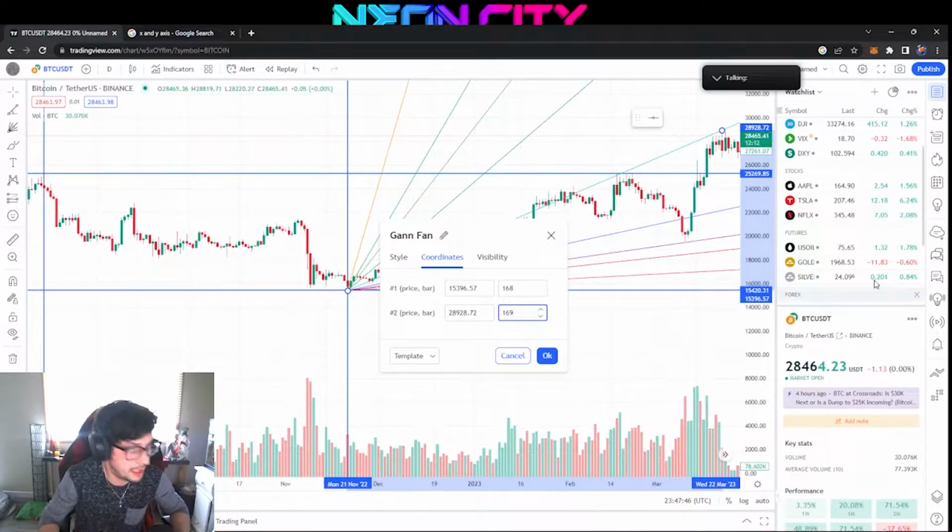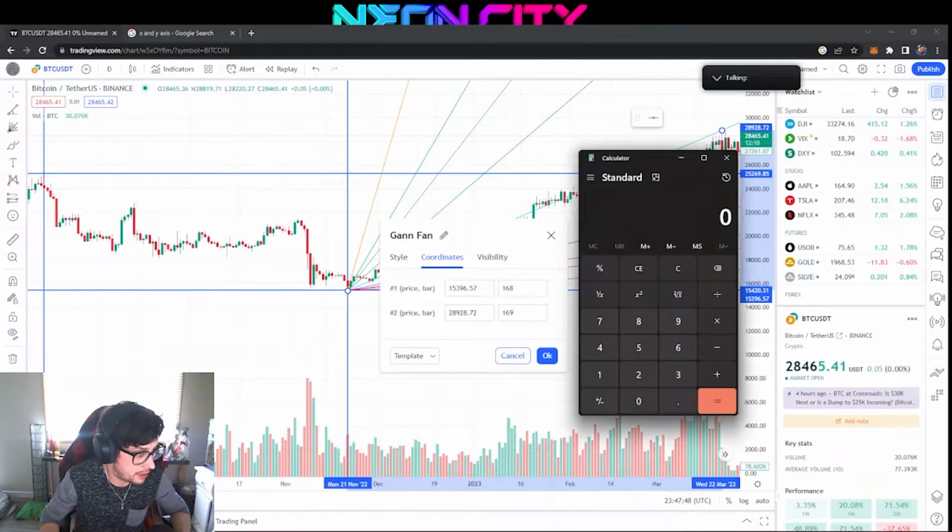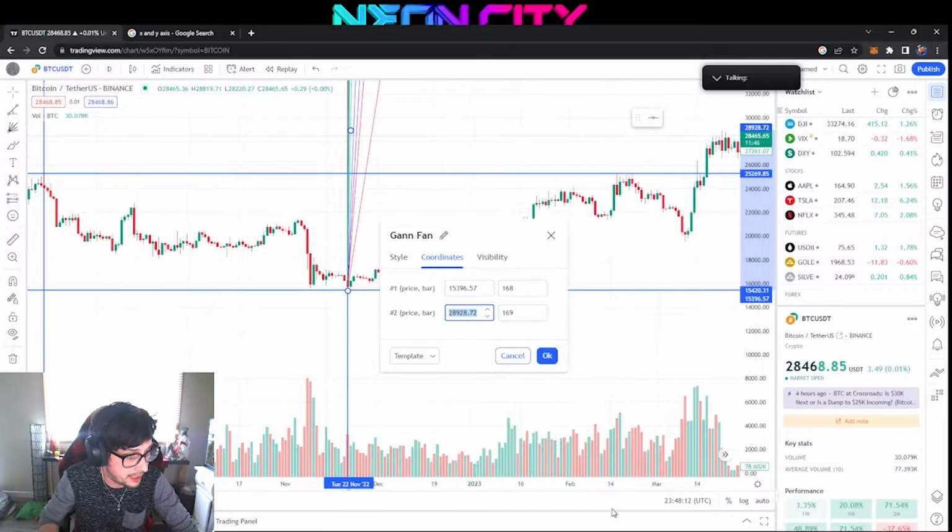So what we do is keep going with our calculation. Now we take the same price, 15396.57, and we add the square root of it. So 1 point of price, 124, and we come up to 15520. So it's $124.08 more because we took the square root of the first price. So we type it in here.